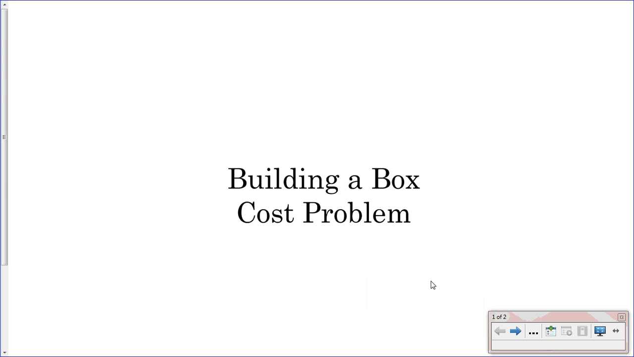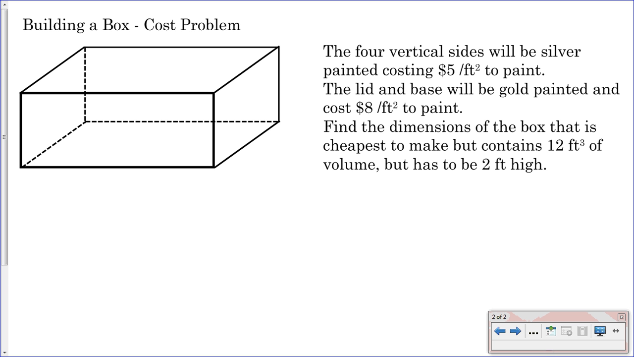All right, building a box cost problem. One use for optimizations is to build a box to a certain specification, but still have it be the cheapest possible. So here we have our box. The four vertical sides will be silver painted, costing $5 a square foot to paint. The lid and base will be gold painted, costing $8 a square foot to paint.